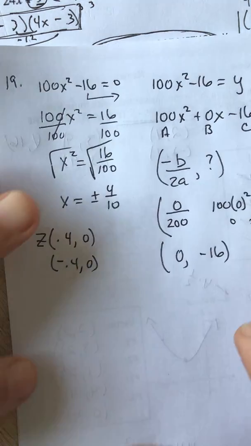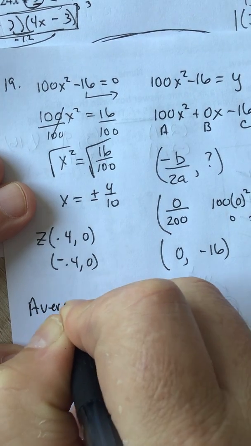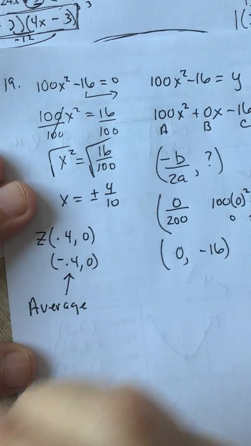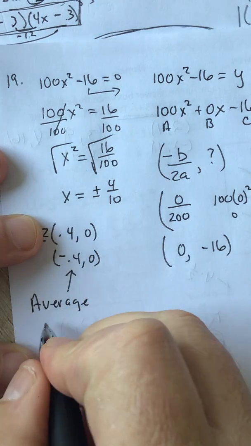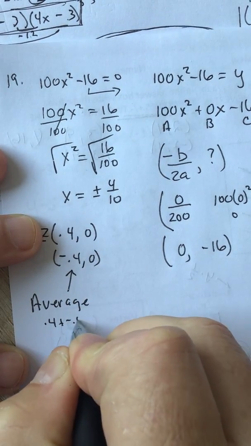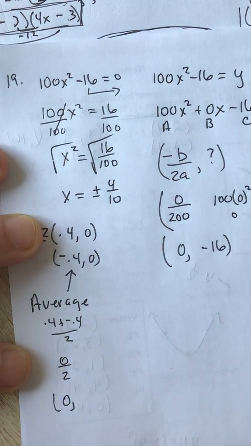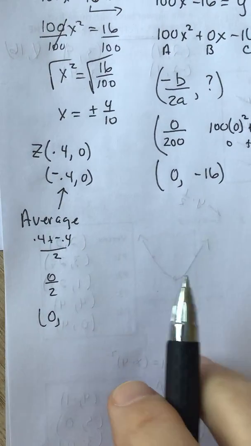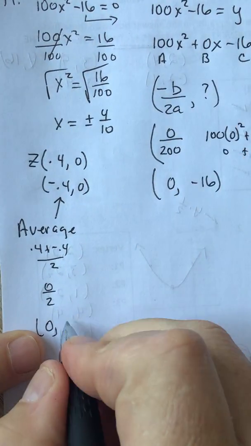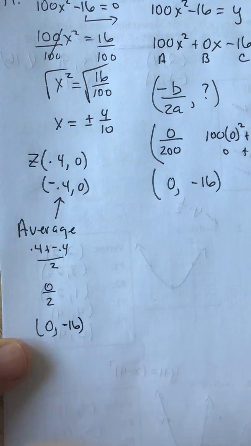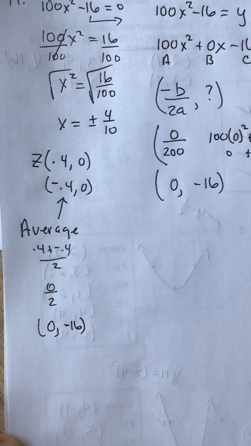The other way to get the vertex is the x is always the average between the zeros. It's always the average between those. So what is the average of 0.4 plus negative 0.4 divided by 2? Well, that's 0 divided by 2. See, that's another way to get the x part. The x part of the vertex is 0. Then stick it in the original equation and get negative 16. So either way you do it, the vertex is at 0, negative 16.